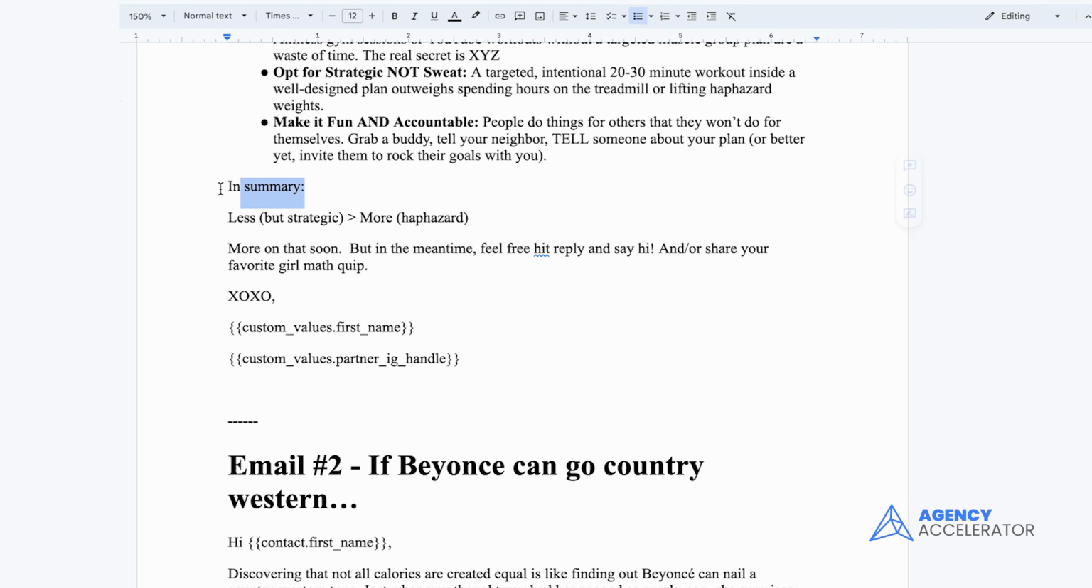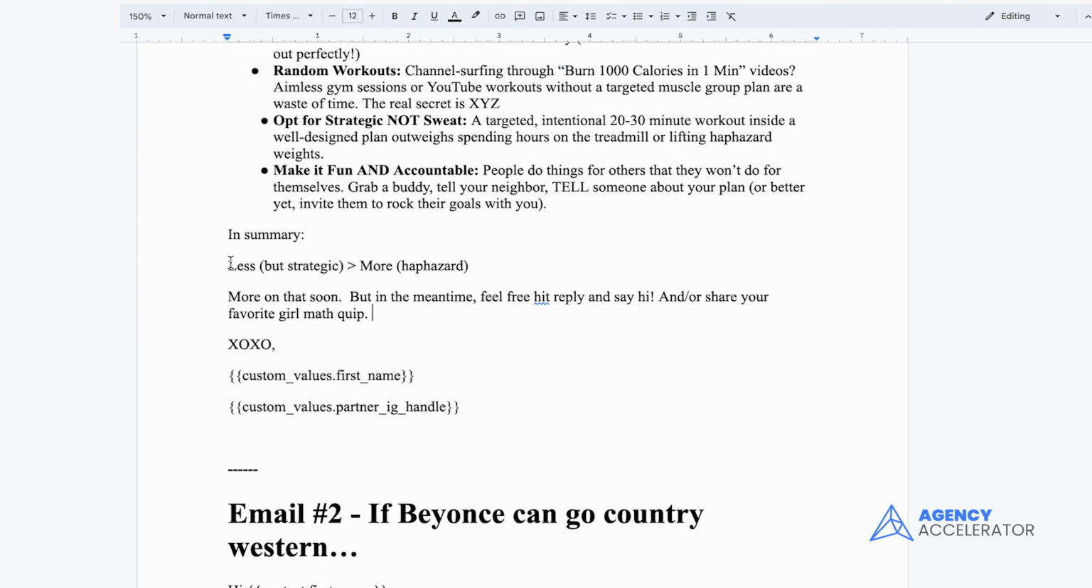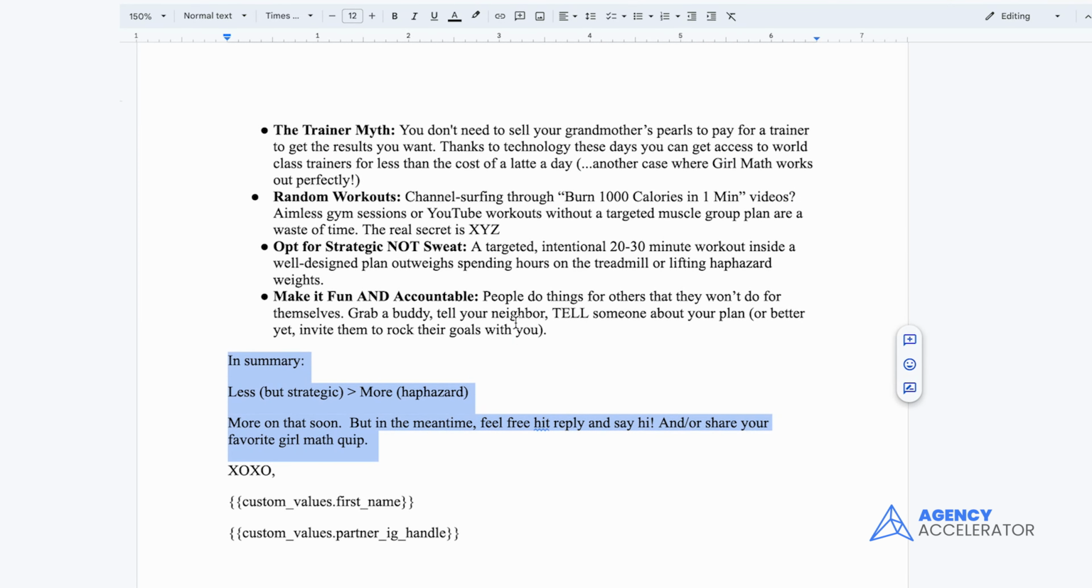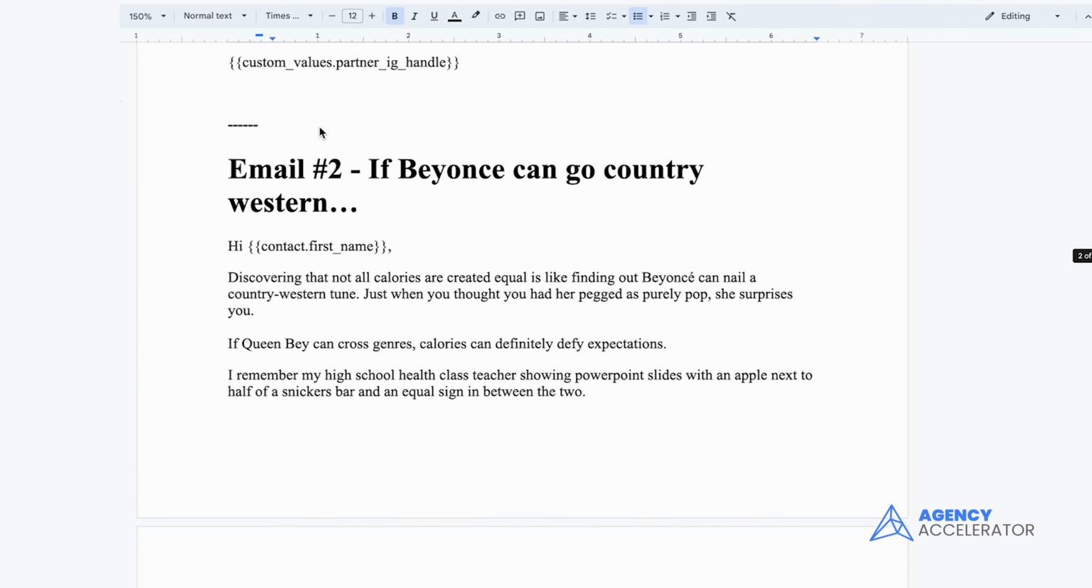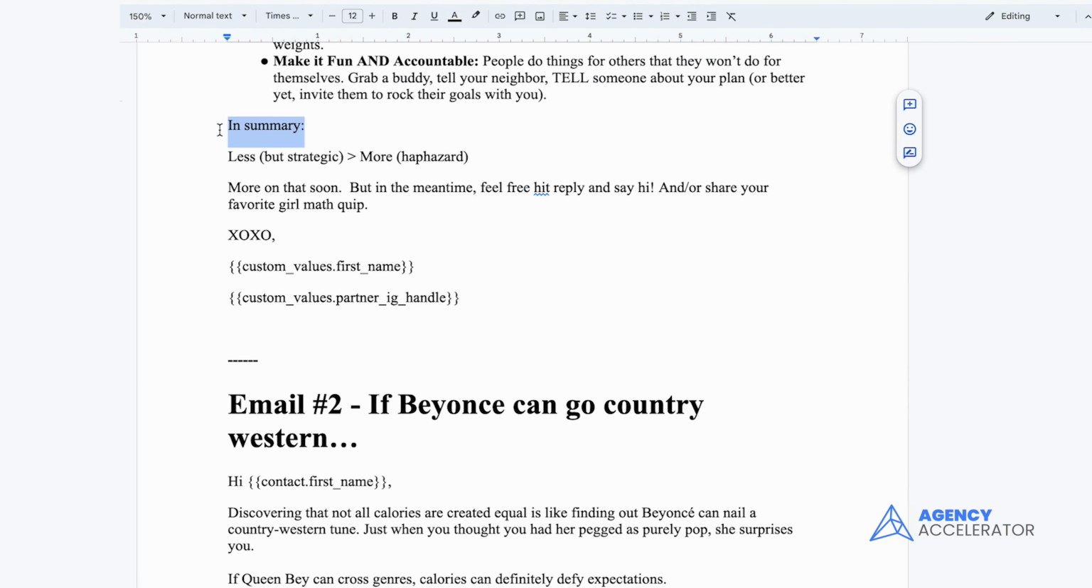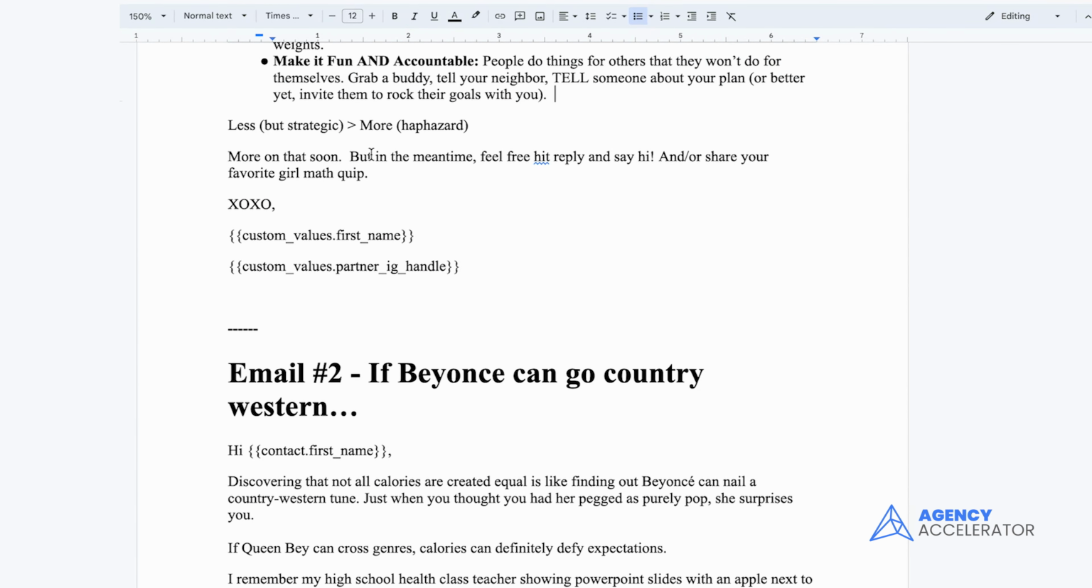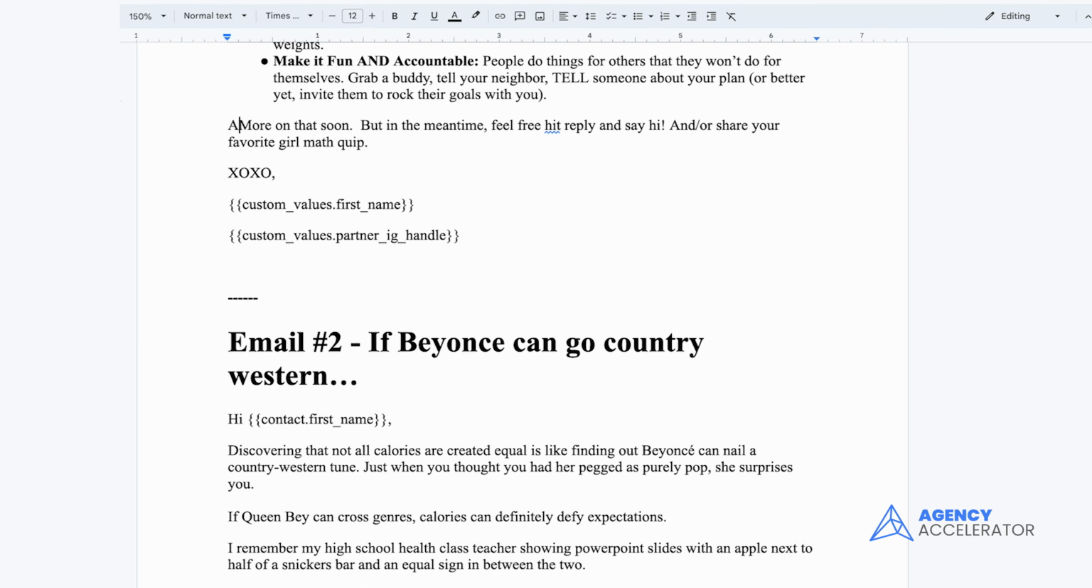Okay. In summary, less but strategic, over more haphazard. More on that soon. But in the meantime, I might not summarize it, because this isn't really a summary; we'd have to summarize basically that and this. This is essentially one key takeaway point. Anyway, more coming soon.